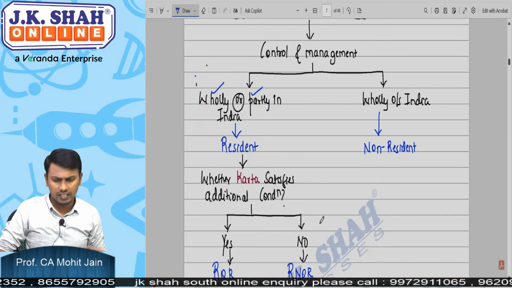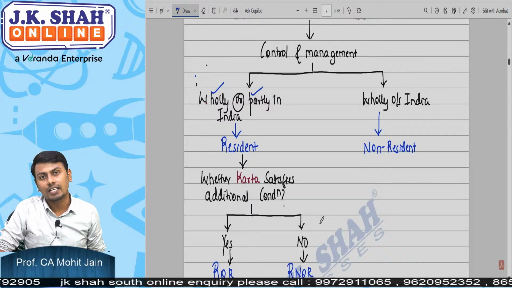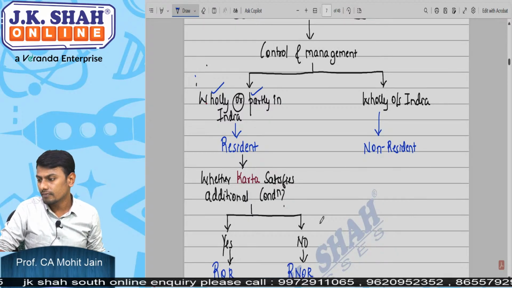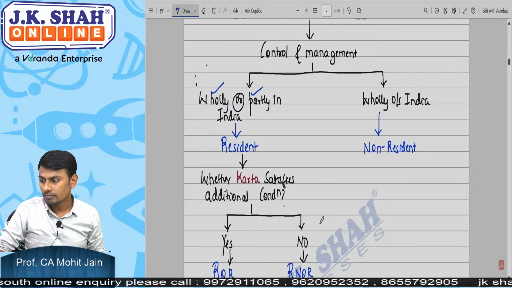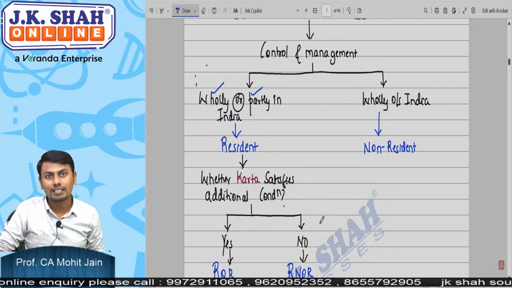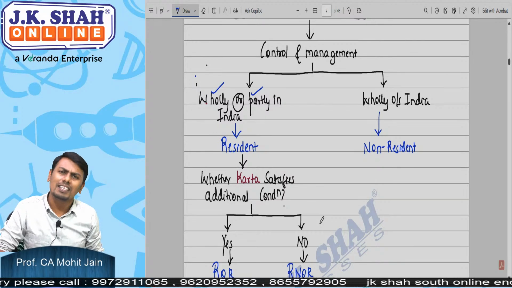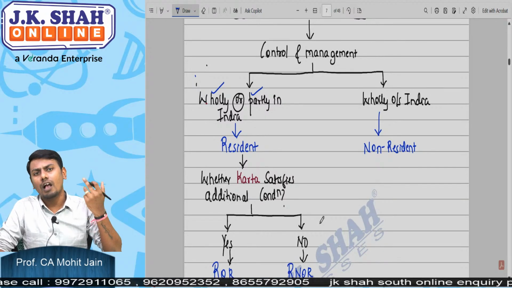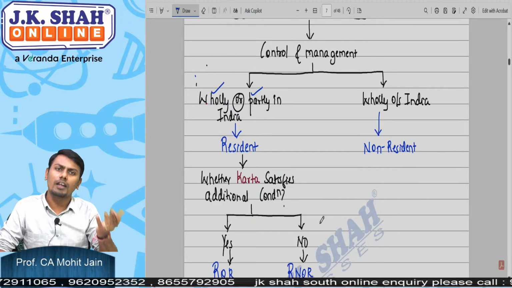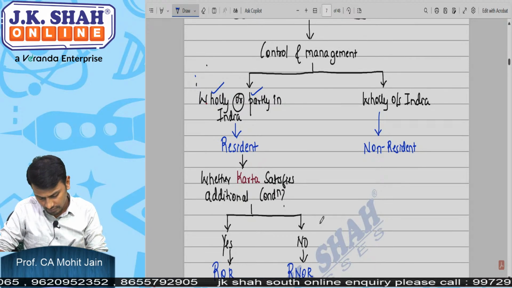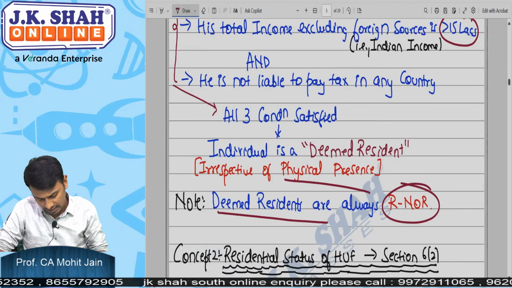But people, how will you determine the residential status of Karta? This is the residential status of HUF. But if I ask you to determine residential status of Karta, how will you determine? Yes, people, how will you determine? I want answers. Yes, Karta is an individual. So in the same manner as we determine the residential status of an individual, we will determine it for Karta. Simple. Done. HUF concept done. I told you, very easy. Balance 6 are very easy.